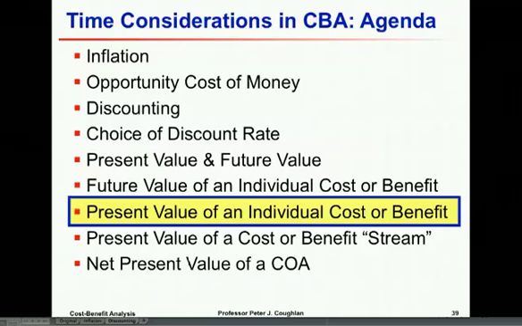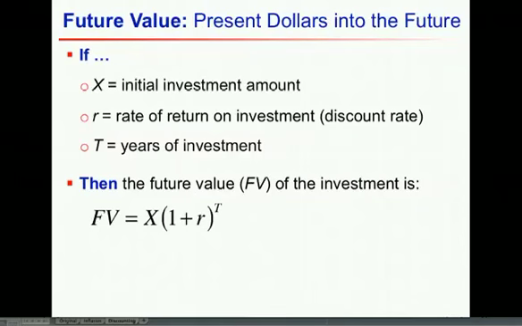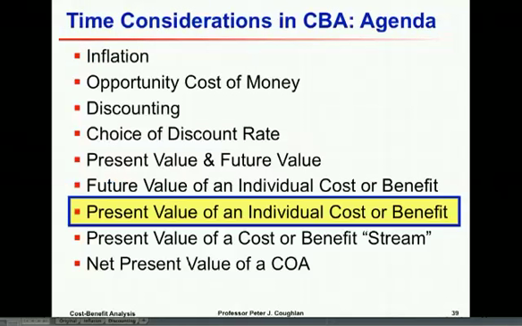All right, so with that in mind, let me just put this in your head: future value equals X times 1 plus R raised to the power of T. So if you have X in the present, the future value of that, in other words, the amount you would have to receive in the future to be willing to give up X today, is X times 1 plus R raised to the T power. Well, with that in mind, how do we get the present value of an individual cost or benefit?